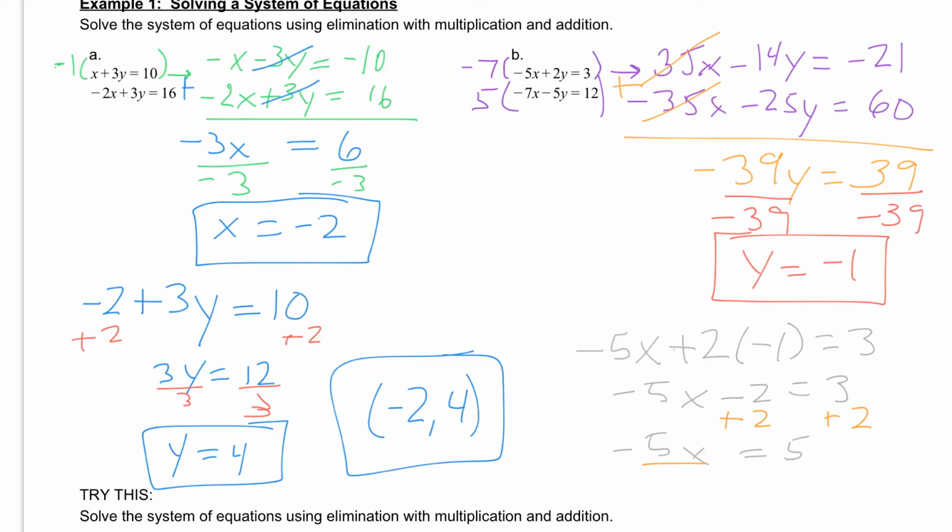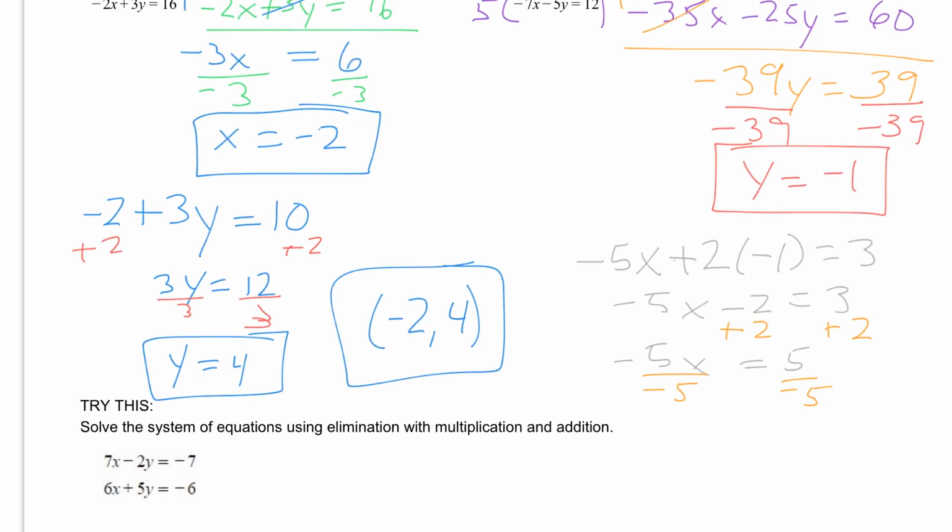And my last step is to divide both sides by negative 5. And I get my answer that x is equal to negative 1. So I have my answer, x is negative 1, y is negative 1, and then just like before, if you want to write it as an ordered pair, it would be the ordered pair negative 1, negative 1.